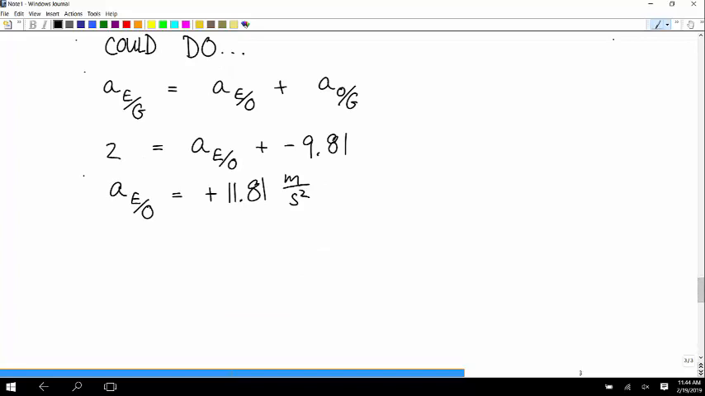And then the rules of relative motion say the acceleration of the object relative to the elevator, what we're trying to find, is the negative of this with the subscript switched. So negative 11.81 meters per second squared. So there's a whole bunch of ways that you can do it. I'm not sure how many permutations, but as long as you use the rules right, you'll get the right answer. Any questions about that one?